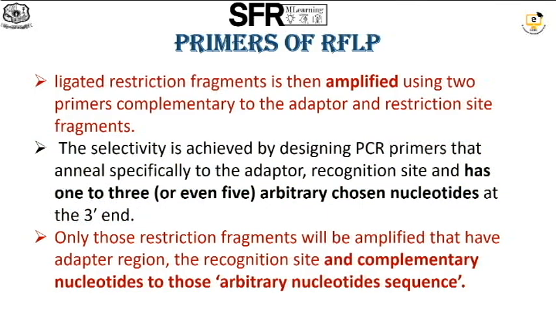Here I have focused on the primer we are using and how we do this ligation. Ligation of the restriction fragments is done with the adapter sequence, and the primer will be designed based upon the available arbitrary nucleotide sequence, that is, the satellite sequence, which will be complementary to the arbitrary nucleotide. This is a technique used to see the polymorphism, and for that the primer is considered to be very important.